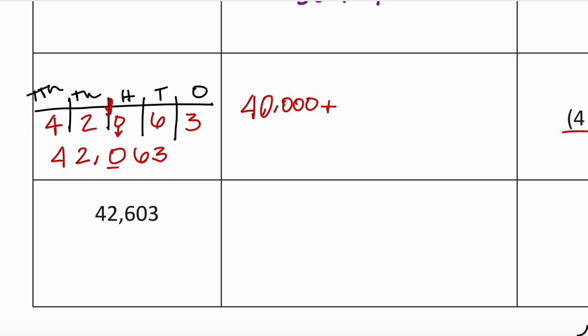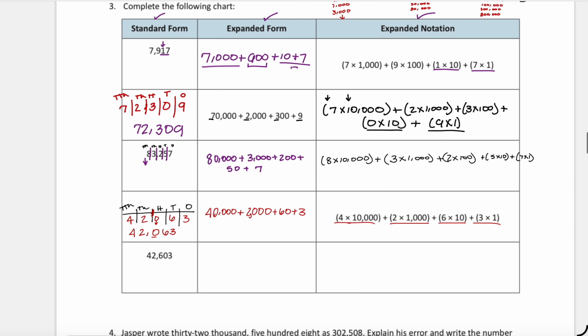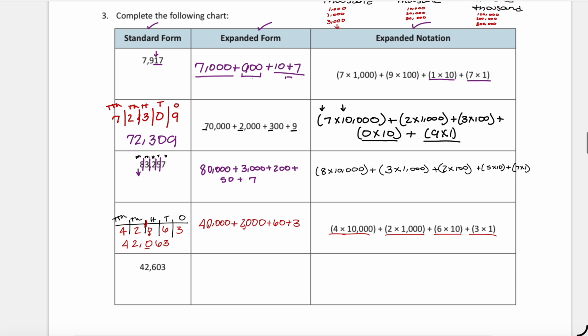The 2 is in the thousands place, and the value of the 2 is 2,000. Okay? 0, we can skip it in expanded form. When we add these numbers, the 0 won't make a difference. The 6 is 60 because it's a 10. 6 tens make 60, and the 3 is in the ones place, so that just makes a 3. All right, and so far this is what we have.